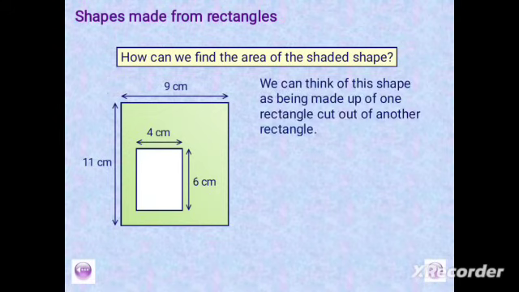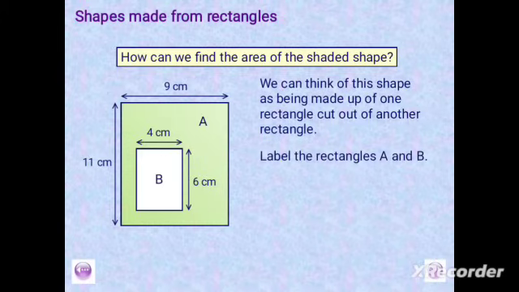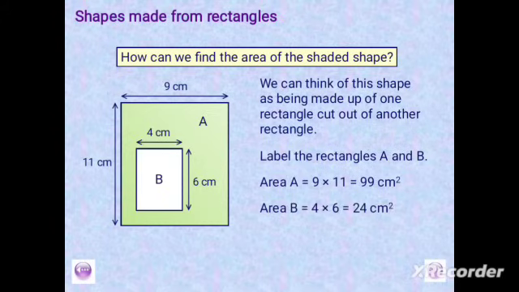So we can think of this shape as being made of one rectangle cut out of another rectangle. And so we can label the rectangles as A and B. And now that will be very easy to find the area of rectangle A. Then we find the area of rectangle B, and then we'll be able to subtract.